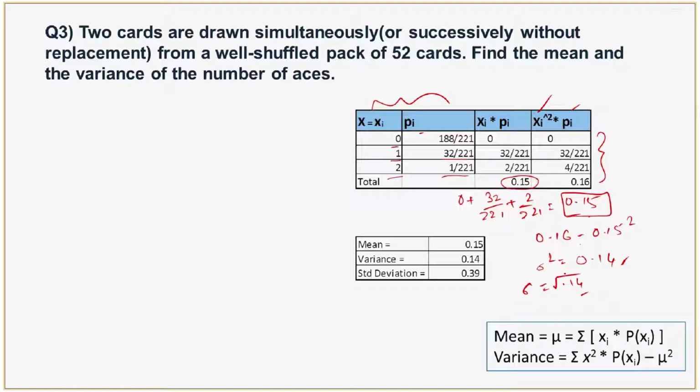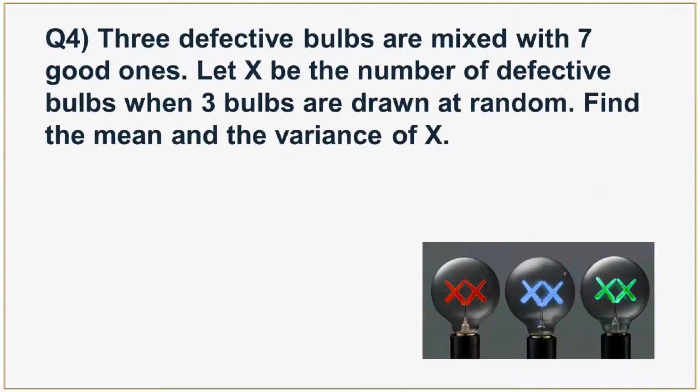Okay, so moving on to the next question now. This time around, 3 defective bulbs are mixed with 7 good ones. Let x be the number of defective bulbs when 3 bulbs are drawn at random. You have to find the mean and the variance of x. What is x here? X is the number of defective bulbs.